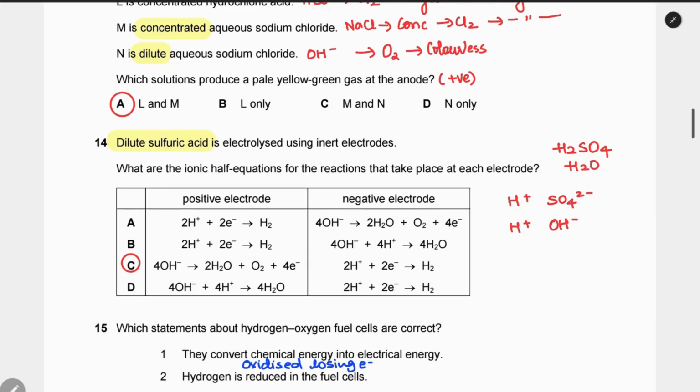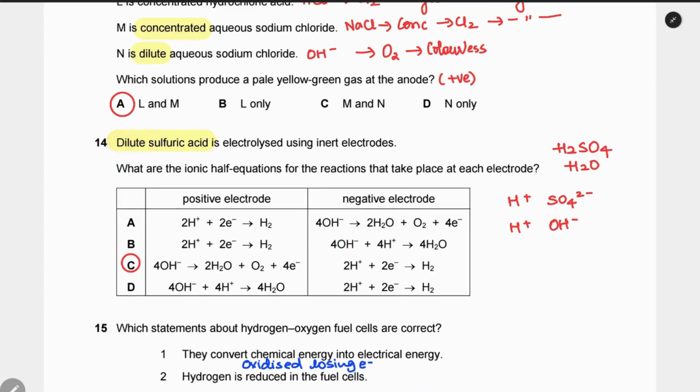Next, question 14. Dilute sulfuric acid is electrolyzed using inert electrodes. What are the ionic half equations for the reactions that take place at each electrode? So as you can see, in the electrolyte we're going to have H2SO4 and H2O. And if it gets dissociated, it will be having ions, which is H plus, SO4 2 minus, H plus and OH minus ions. Okay, so it's going to be dilute.